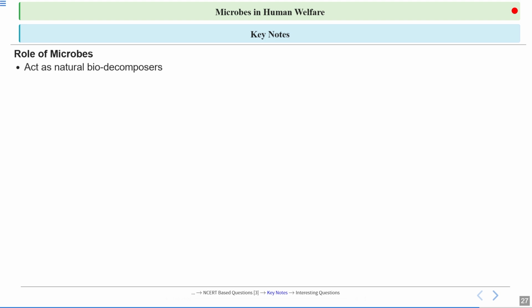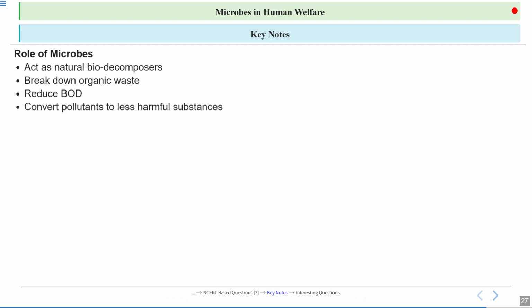Now, what is the role of microorganisms? They act as natural biodecomposers. These microorganisms release certain enzymes, and with the help of the enzymes, they can decompose the organic matter. So they help in the breakdown of the organic matter. As the organic matter reduces, the BOD will also decrease. Clear? And the water will be less polluted. So these microorganisms can convert pollutants to less harmful substances. Clear? And then finally the water can be released into rivers and the oceans.